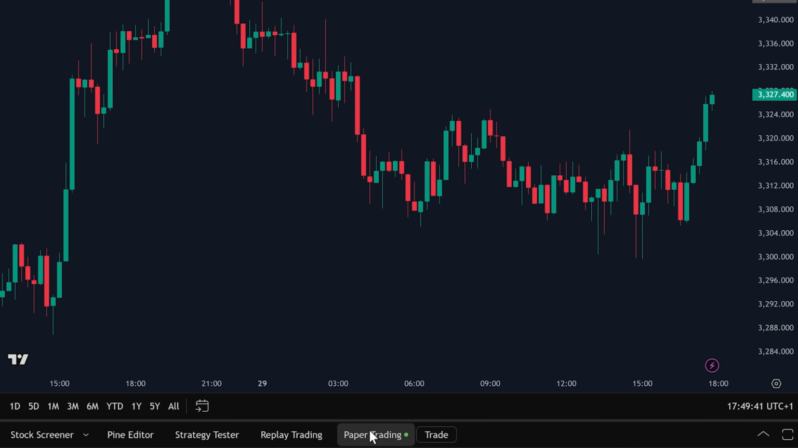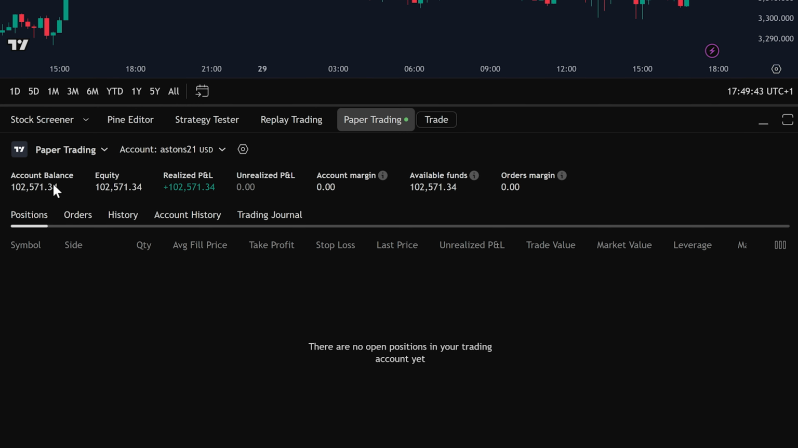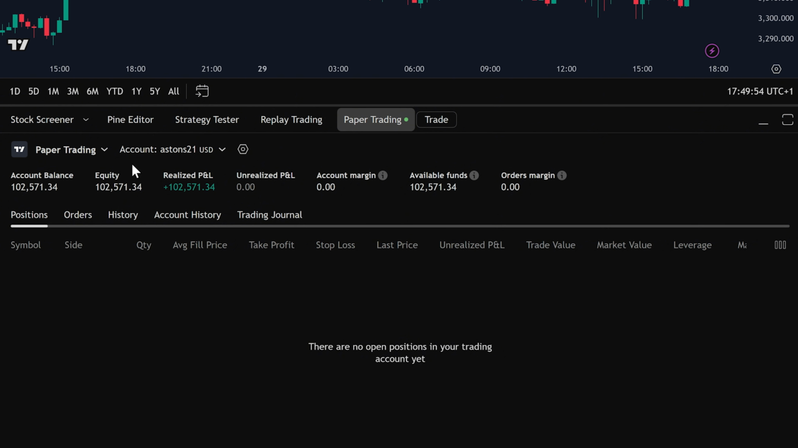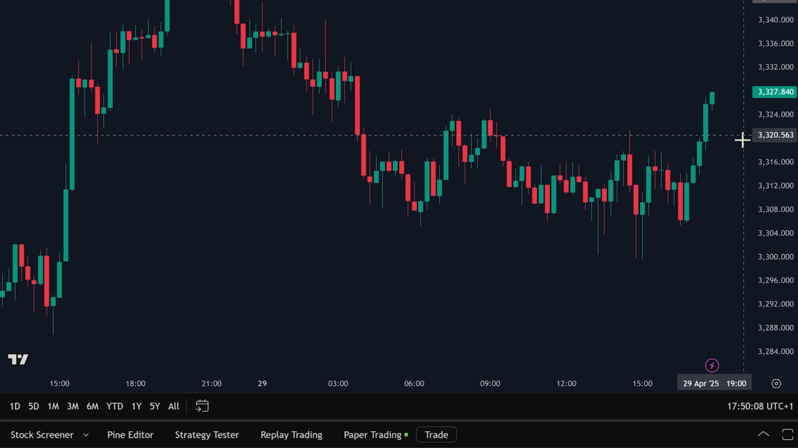If you click on Paper Trading again, you'll see some important details. Your account balance, unrealized profit and loss, available funds, realized profit and loss, and your equity. Remember, this is a free demo account, meaning you're not using real money. Once you've checked it out, you can minimize it back down.